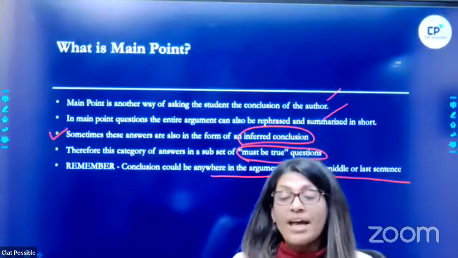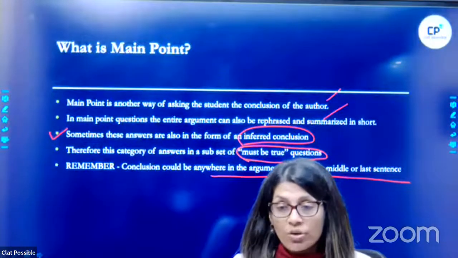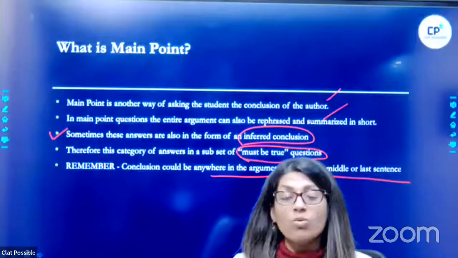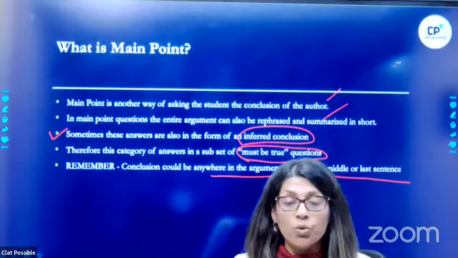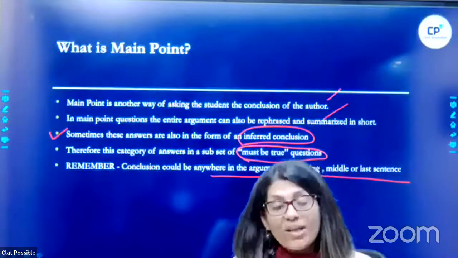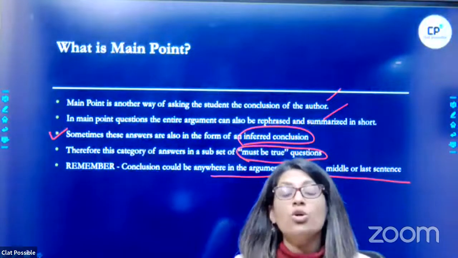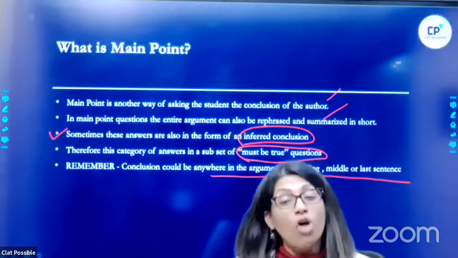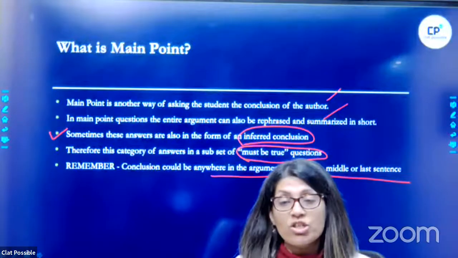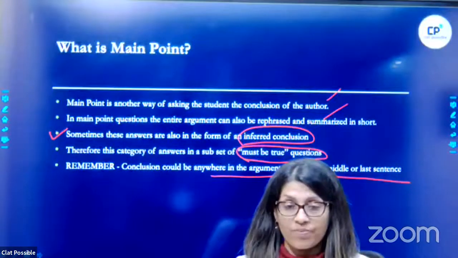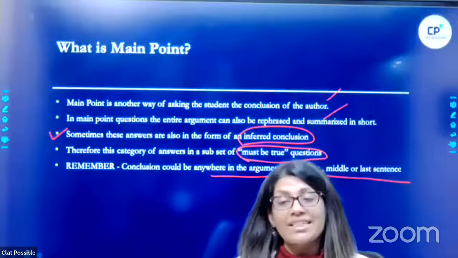Right? There are two ways that the author is going to ask you this. One is to ask you directly the main point or the conclusion or what follows. Another way the author can ask you this is to choose an option which is not the answer. These questions are called except questions.